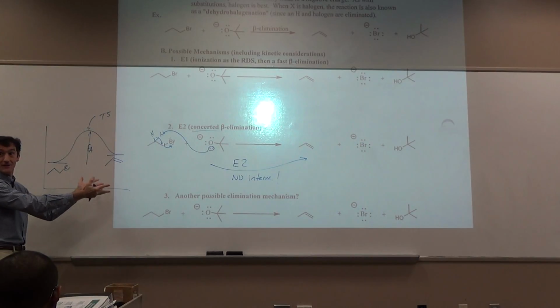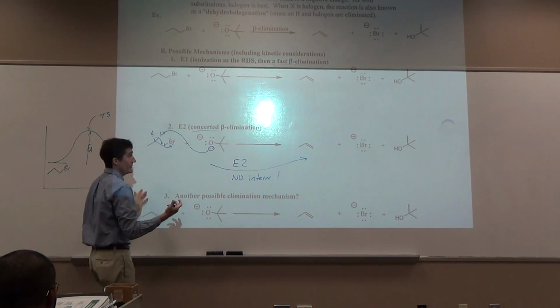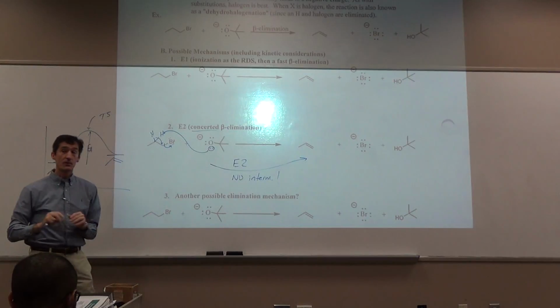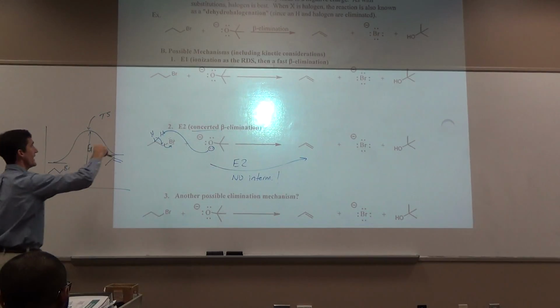That one. There's only one I showed. There's one step. Okay, are they both involved in the rate determining step? Yes, they better be, because that's the only step. That's why I call it E2. It's called bimolecular. Where in our previous example mechanism, the rate determining step only involved ionization of this.